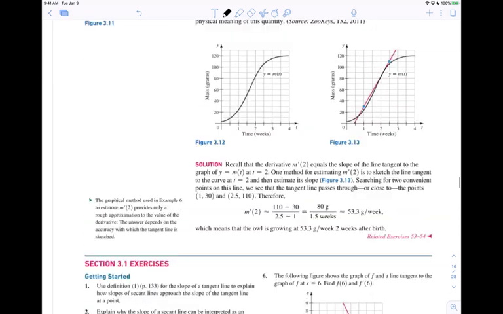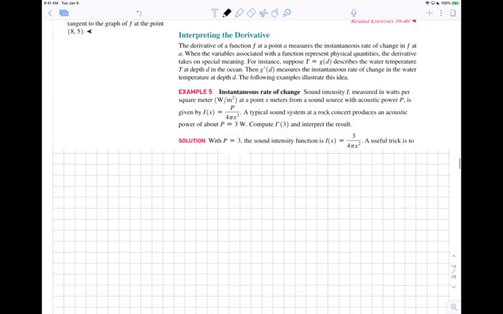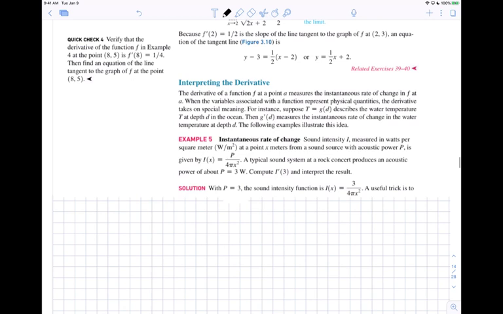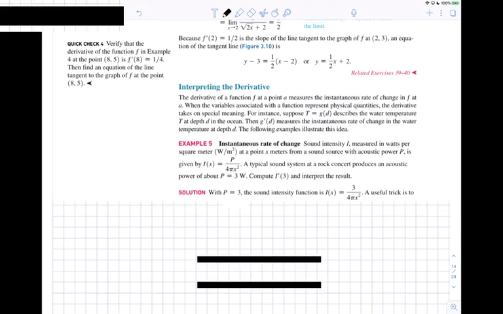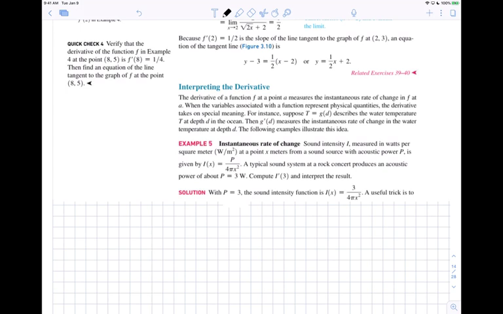Yeah. Let's go ahead and talk about 5. So, interpreting the derivative. The derivative of a function at a point A measures the instantaneous rate of change in f at A. When the variable associated with the function represents a physical quantity, the derivative takes on a special meaning. For instance, suppose T describes the water temperature at a depth D. Then T prime measures the instantaneous rate of change of the water temperature at depth D. The following examples illustrate this idea.